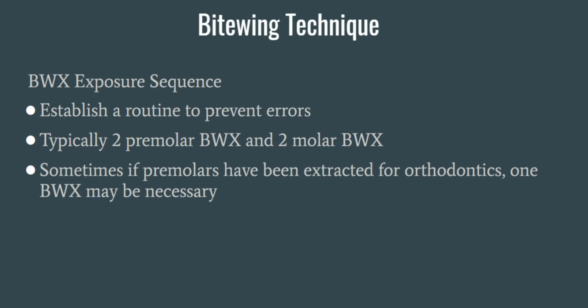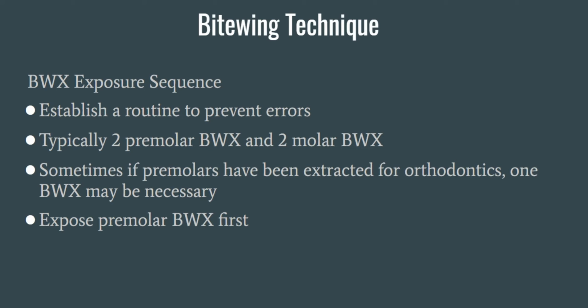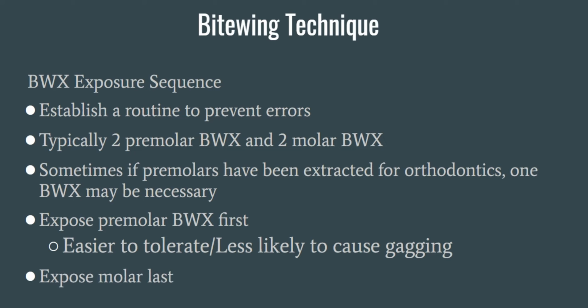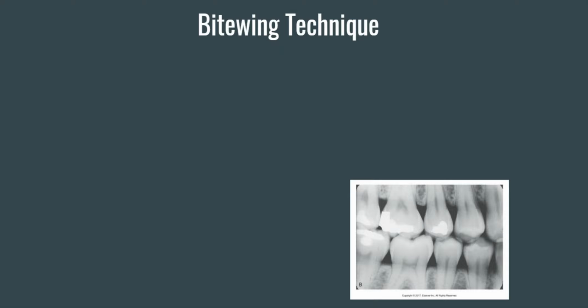You will want to start by exposing the premolar bite wing first. This film is easier for the patient to tolerate and it's less likely to hit that gag reflex. And then you will begin to take the molars. It doesn't matter usually if you start on the right or the left. Just know that it's best to take the premolars first and then move back to the molars.